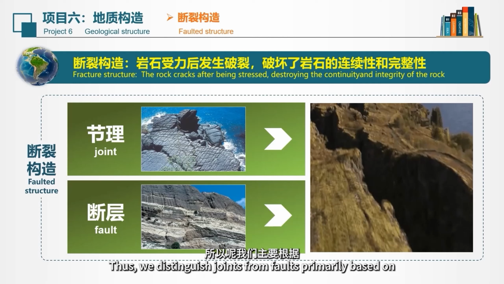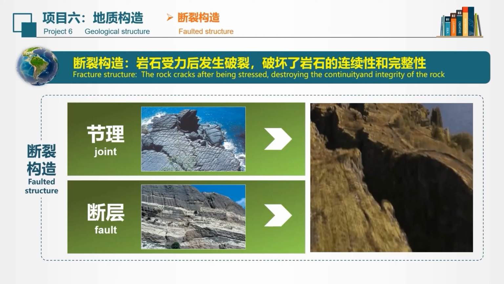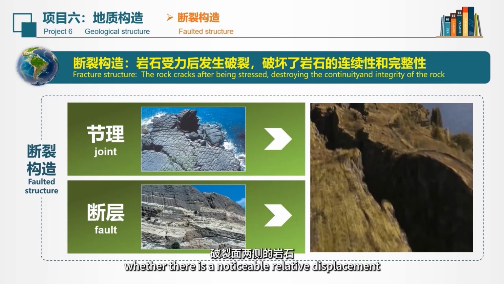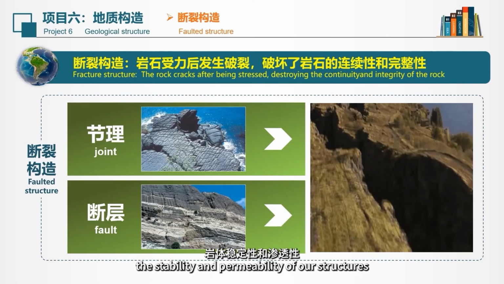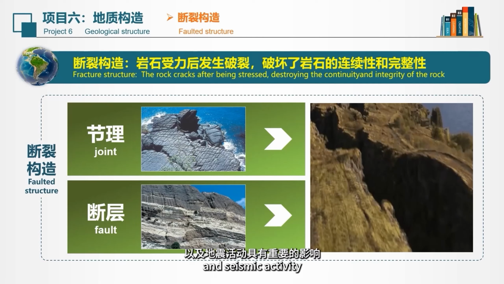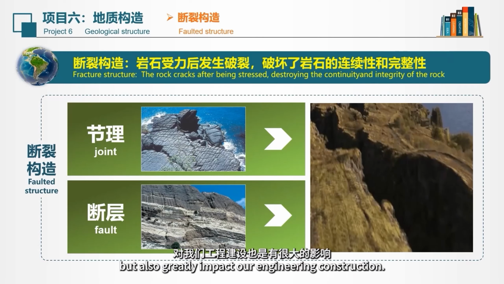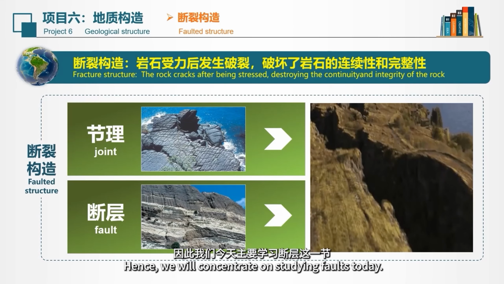Thus, we distinguish joints from faults primarily based on whether there is a noticeable relative displacement of the rocks on either side of the ruptured surface. If significant relative displacement is observed after the rock rupture, it is a fault. Faults not only significantly affect the stability and permeability of our structures and seismic activity, but also greatly impact our engineering construction. Hence, we will concentrate on studying faults today.